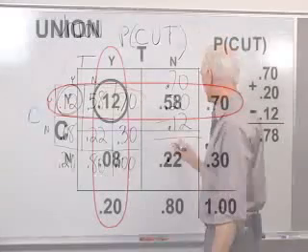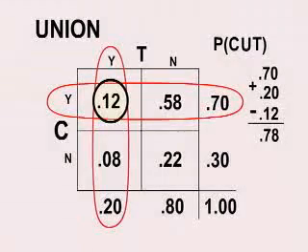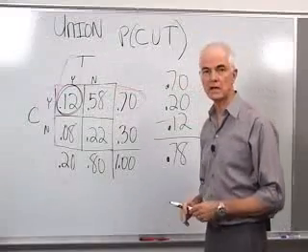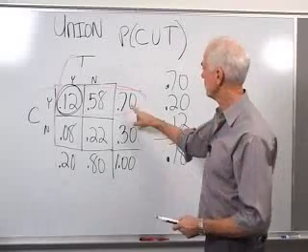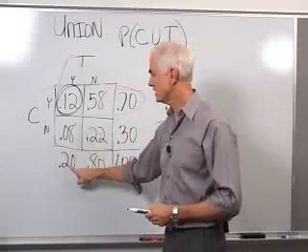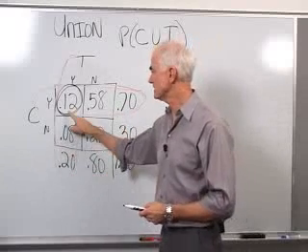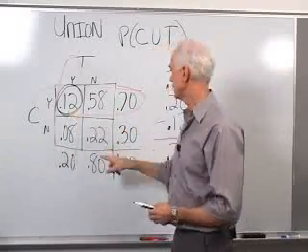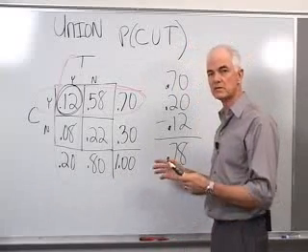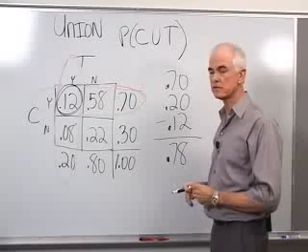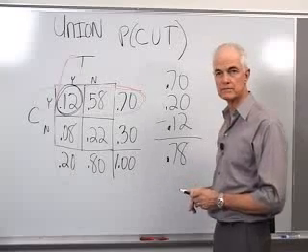And that gives us a total of 0.78. So the union of using a credit card or using public transportation is 0.70 plus 0.20 minus the intersection 0.12, resulting in a probability of 0.78. And in effect, we've just used the probability formula for the union.